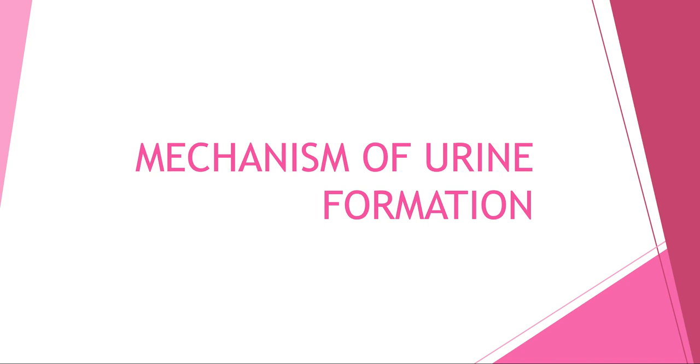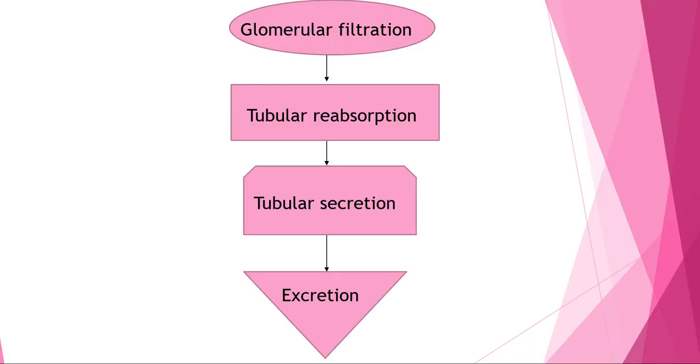Let's move to the next slide. This is the flowchart representation of the mechanism of urine formation, which takes place in 4 steps. The first and foremost step is glomerular filtration, the second step is tubular reabsorption, the third step is tubular secretion, and the fourth step is excretion. We are going to learn in detail about each and every step in the next slide.